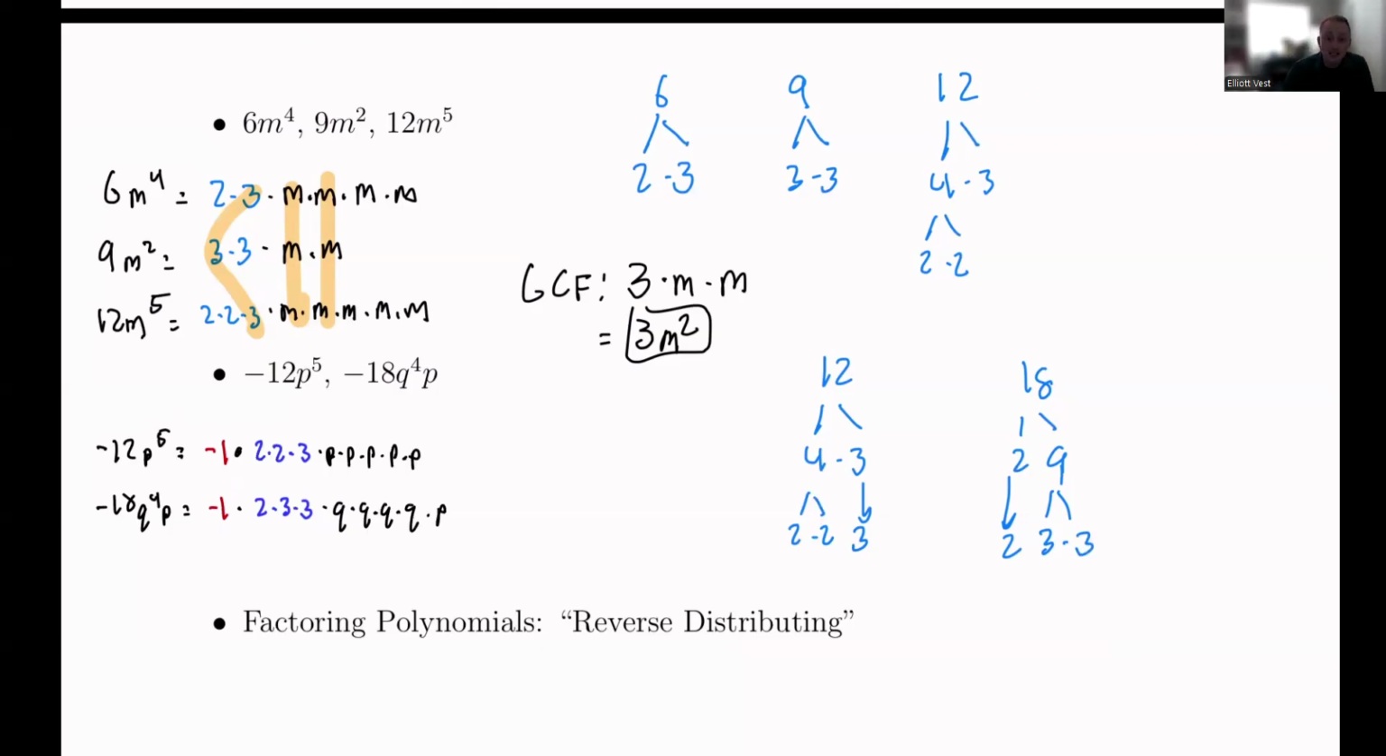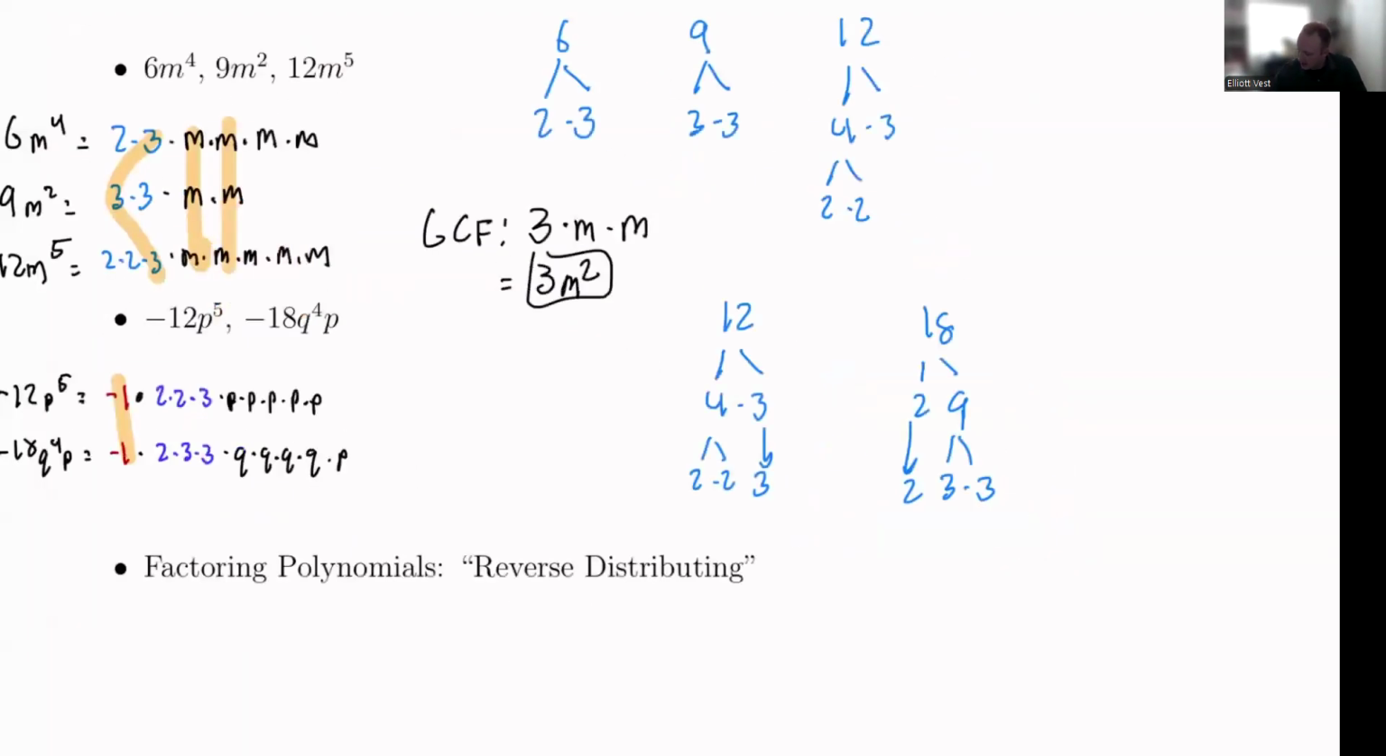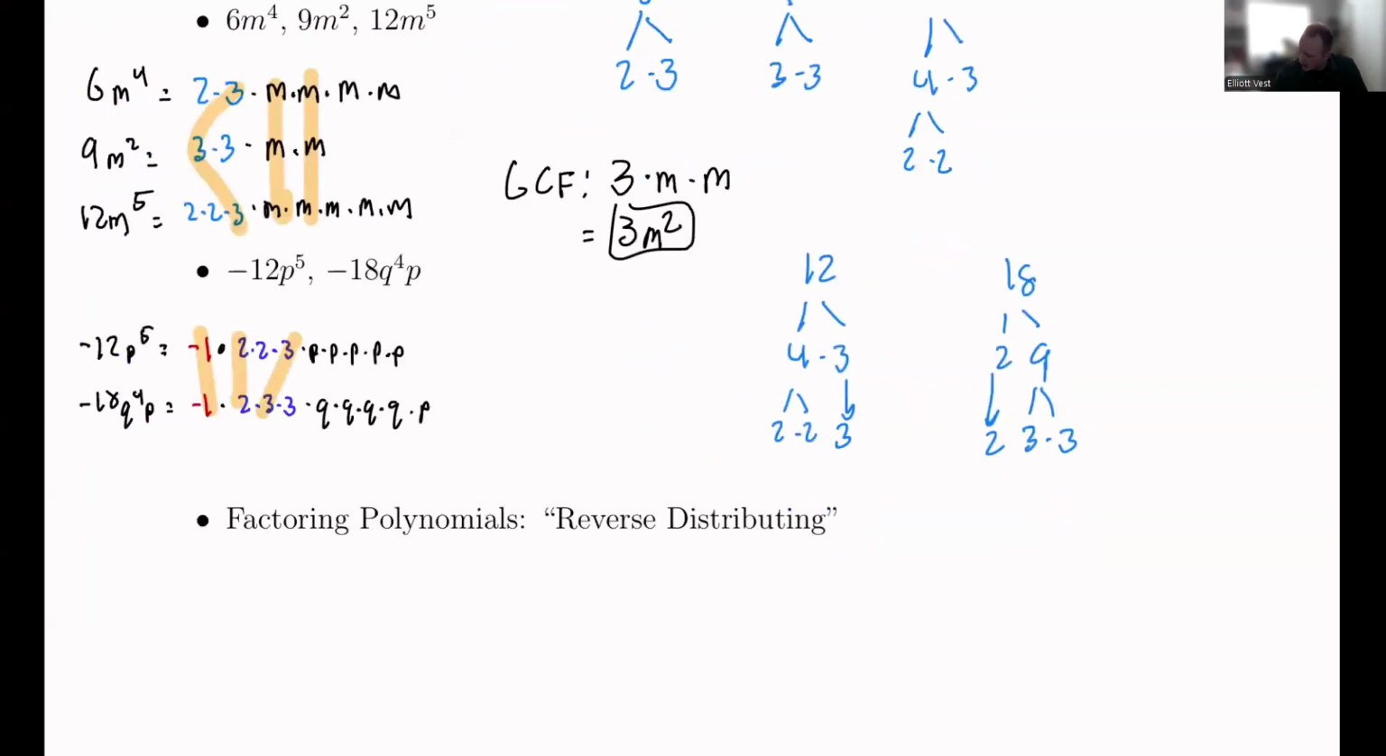Okay, so let's look at the prime factorization of these terms and see if we can find the greatest common factor. Well, what's being shared here? A negative 1 is shared, a 2 is shared, a 3 is shared, and it looks like a p is shared there. The top one has a lot of p's, the bottom one has a lot of q's, but those aren't shared here. So those together become what? GCF is equal to negative 1 times 2 times 3 times p, or negative 6p.